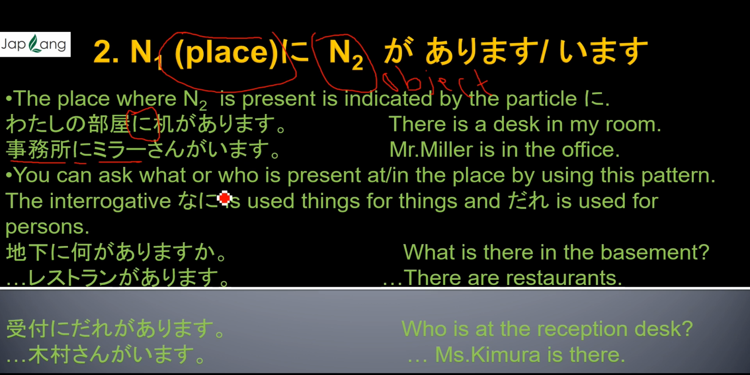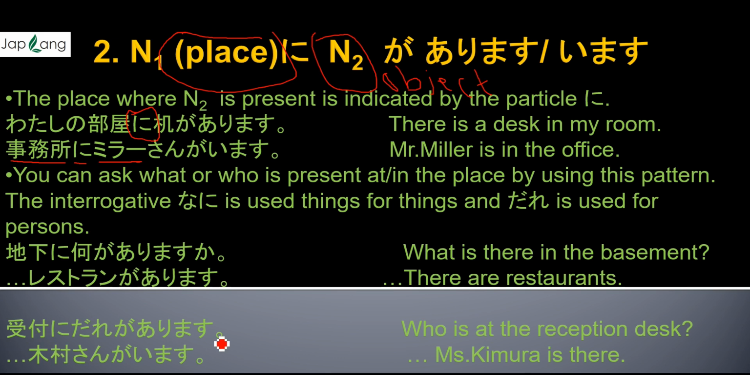So you can ask what or who is present at or in the place by using this pattern. The interrogative nani is used for things and dare is used for persons. You can say Chika ni nani ga arimasu ka? What is there in the basement? Restaurant ga arimasu. There are restaurants.